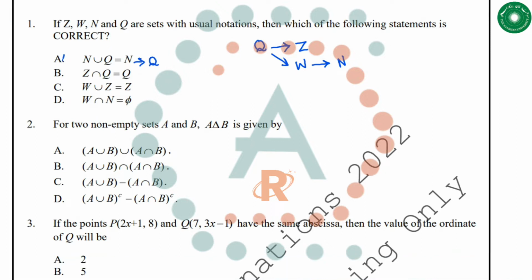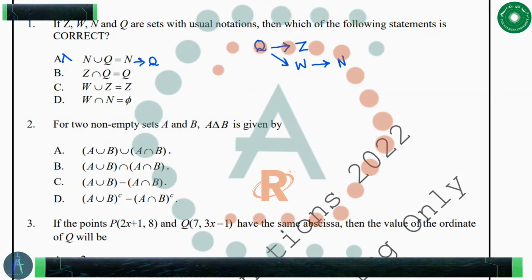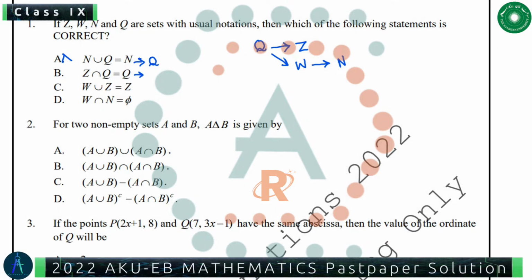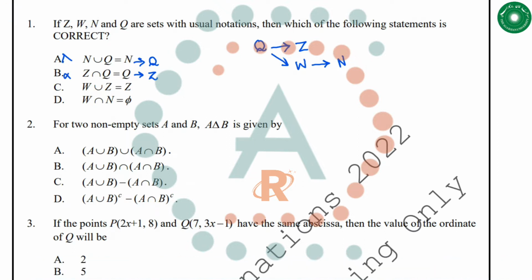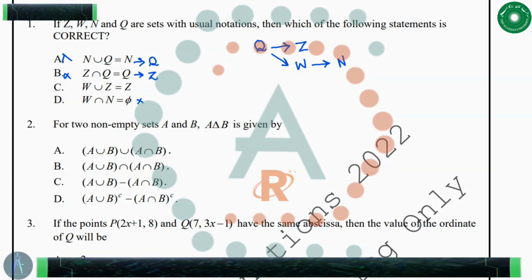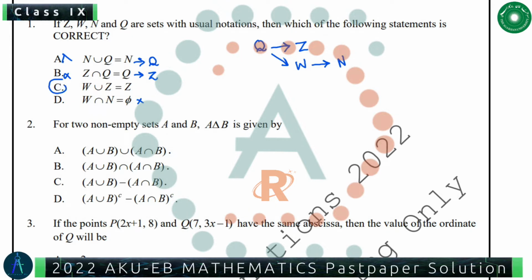So this is the incorrect one. The intersection of integers and rational numbers should be equal to integers, so this is incorrect. And whole numbers intersection with natural numbers, so option D is incorrect. So the correct answer is option C, that whole numbers union with integers will form integers.